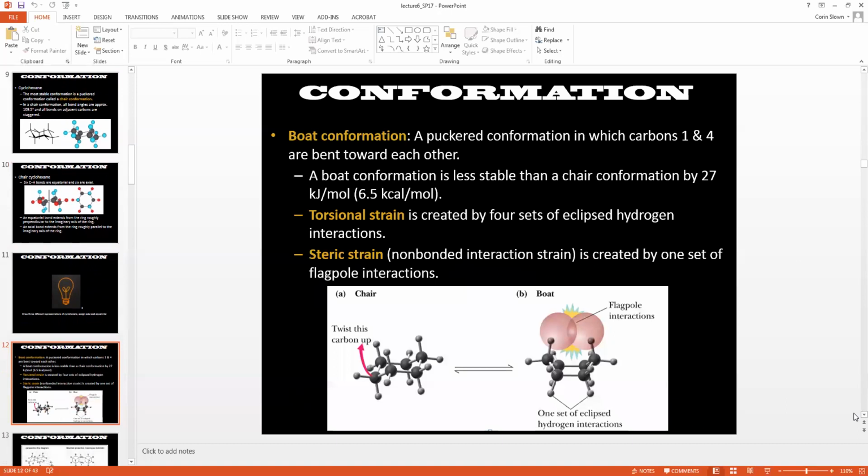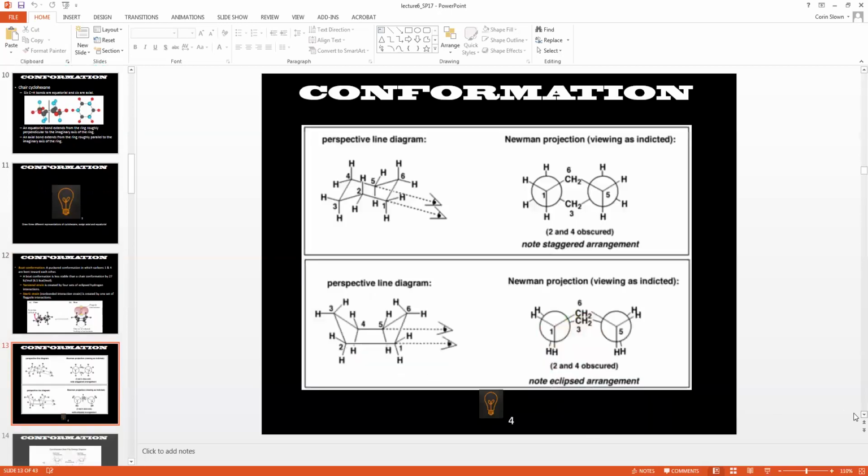If we think about a boat conformation for cyclohexane, this is a puckered conformation in which carbons 1 and 4 are bent towards each other. You can see here that the boat conformation is less stable than a chair conformation by 27 kilojoules per mole, or 6.5 kcal per mole. We can also see that torsional strain is increased by 4 sets of eclipsed hydrogen interactions. And there's also steric strain, or non-bonded interaction strain, which is created by 1 set of flagpole interactions. So this is the set of flagpole interactions, and then you can also see the set of eclipsed interactions.